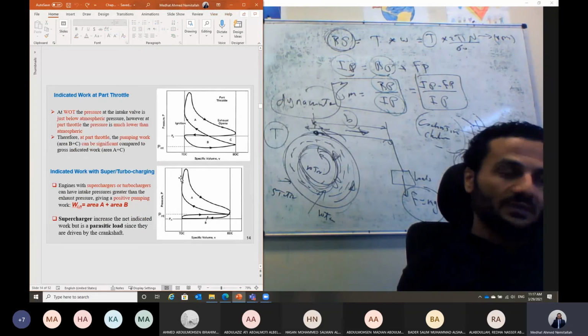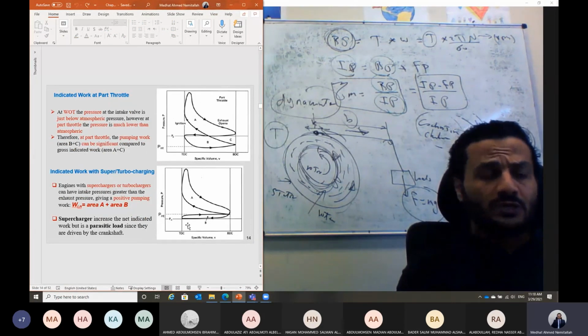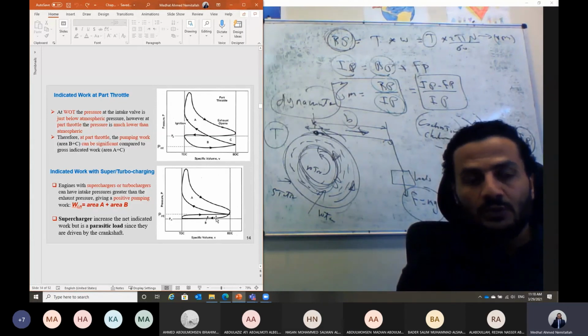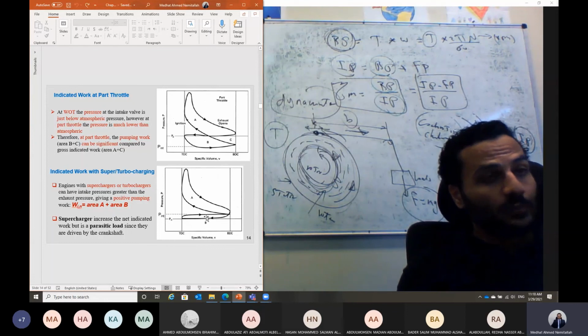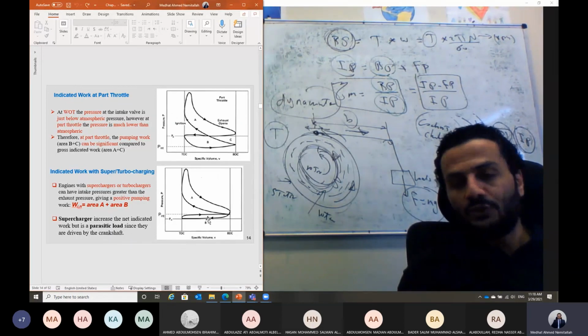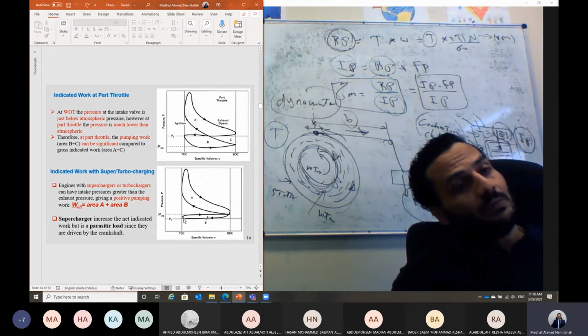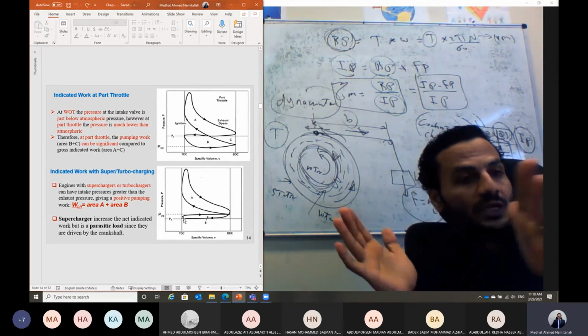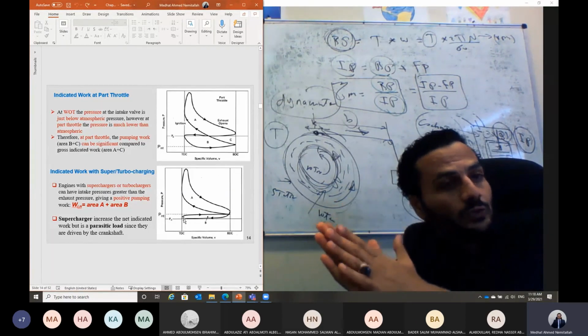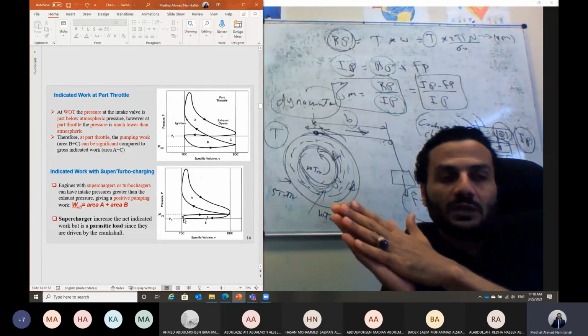In the case of a supercharger or turbocharger, the pumping work is a gained work, a positive value, because the compressor applies more pressure to the air in the intake manifold. The intake stroke takes place at a pressure higher than atmospheric pressure. That's why we have power during the intake stroke due to the high pressure of the incoming air. In this case, we have power to drive the piston. We don't need power to come from the crankshaft.